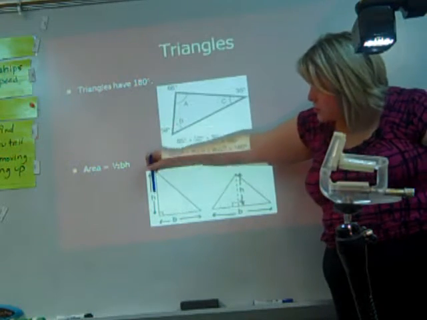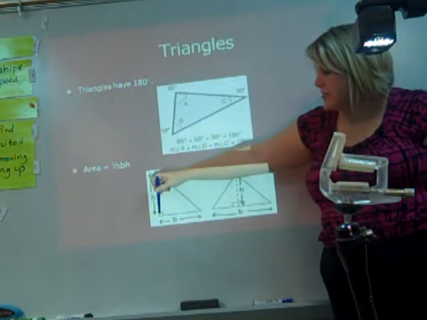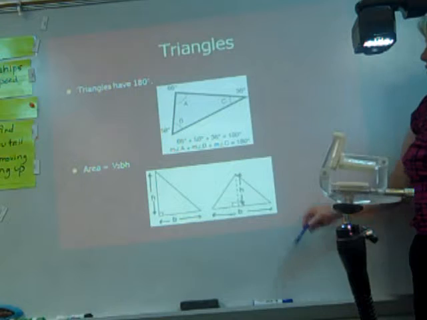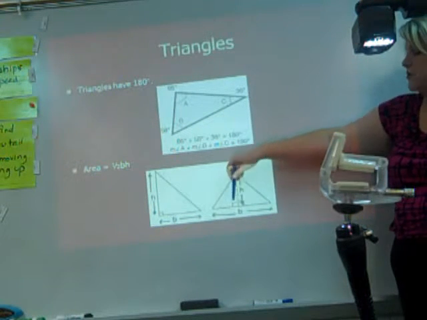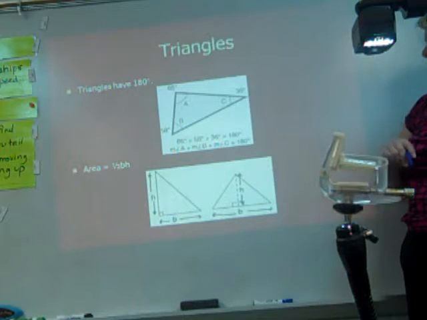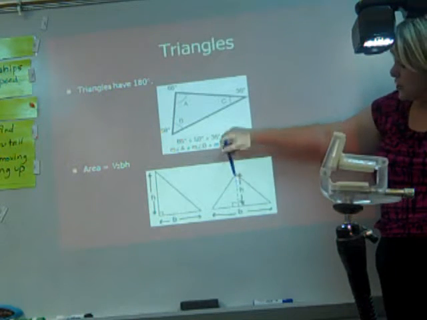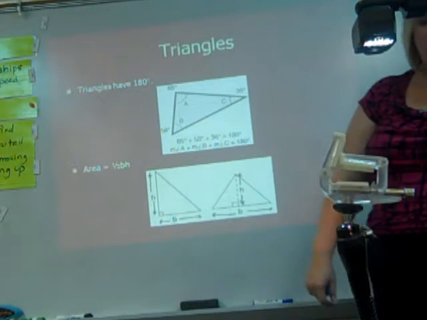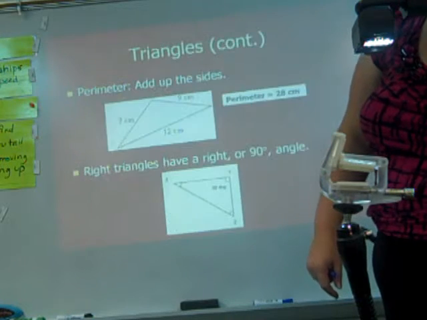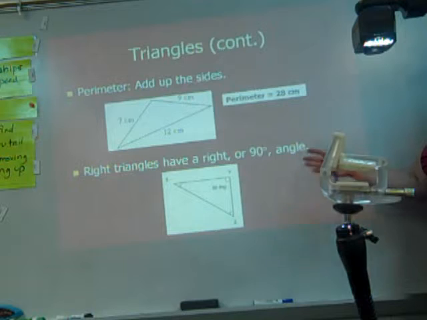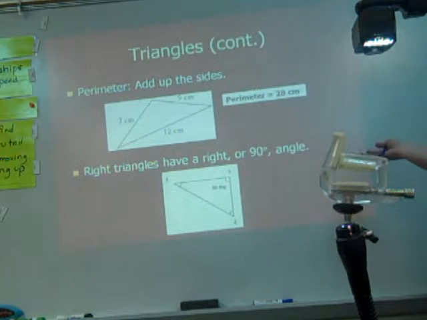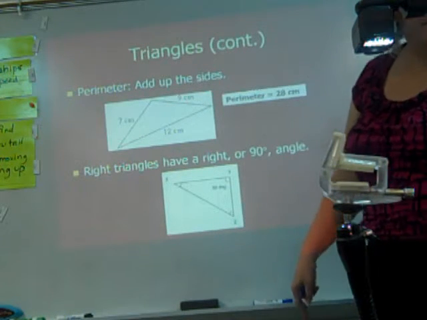Now, in a right triangle, the base and the height are the sides. But if it's not a right triangle, the base and the height have to make right angles with each other. So if your triangle doesn't have a right angle in it, you've got to draw the height so that it does make a right angle with the base. The perimeter, you add up all the sides. Right triangles have a right or 90-degree angle in them.